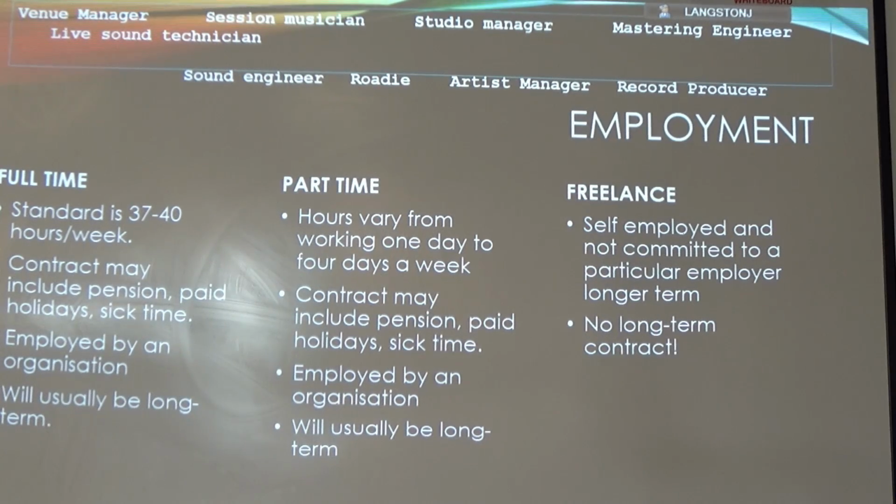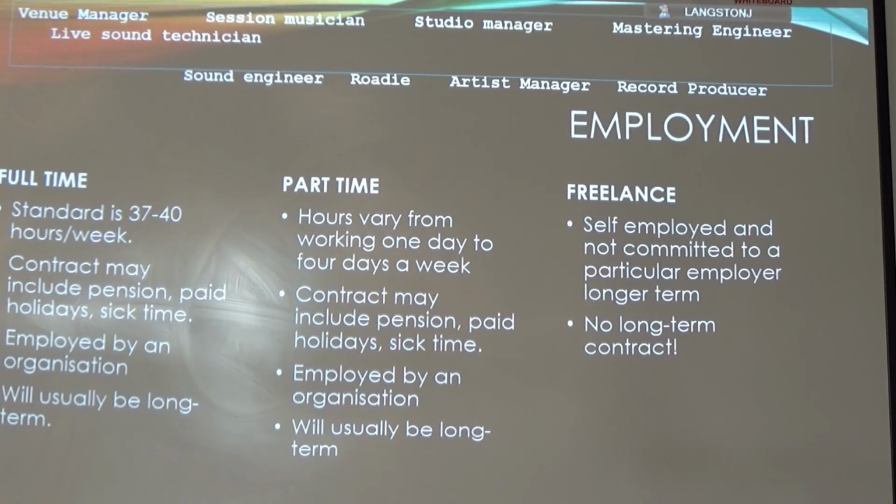Okay, full-time, part-time, and freelance. There's a couple of differences between those three types of employment. Full-time is standard, which is 37 to 40 hours a week. It has a contract that may include a pension and paid holidays and sick time. They are employed by an organisation, and it will usually be a long-term contract. So that's full-time employment.